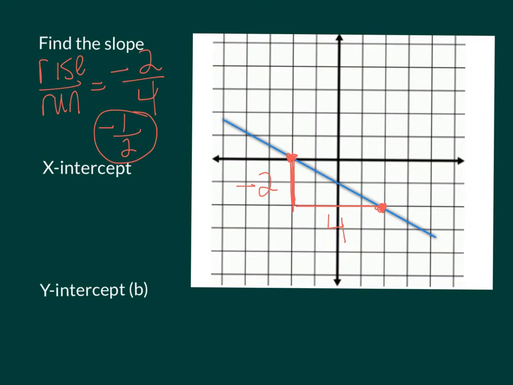All right, let's find the x-intercept. So again, here's my x-axis. I want to know where the line crosses my x-axis, and it is right here. So that is at (-2, 0).